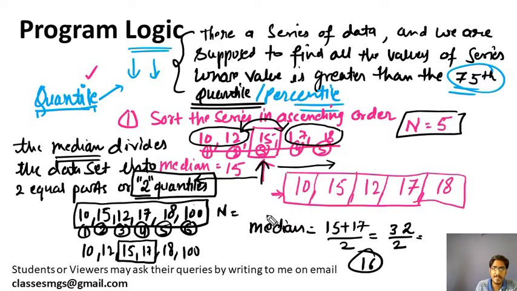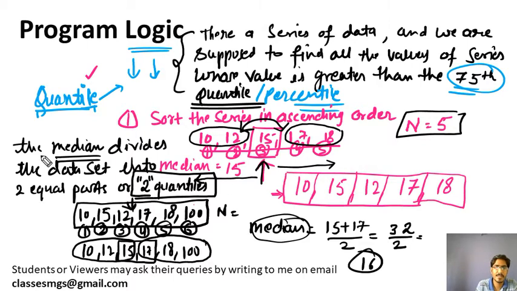So 16 is the median value of this particular data set, that will fall between 12 and 17. Values less than 16 will fall on the left side of this median, and values greater than 16 will fall on the right side of this median value 16. So the median is a value that divides any data set into two quantiles.